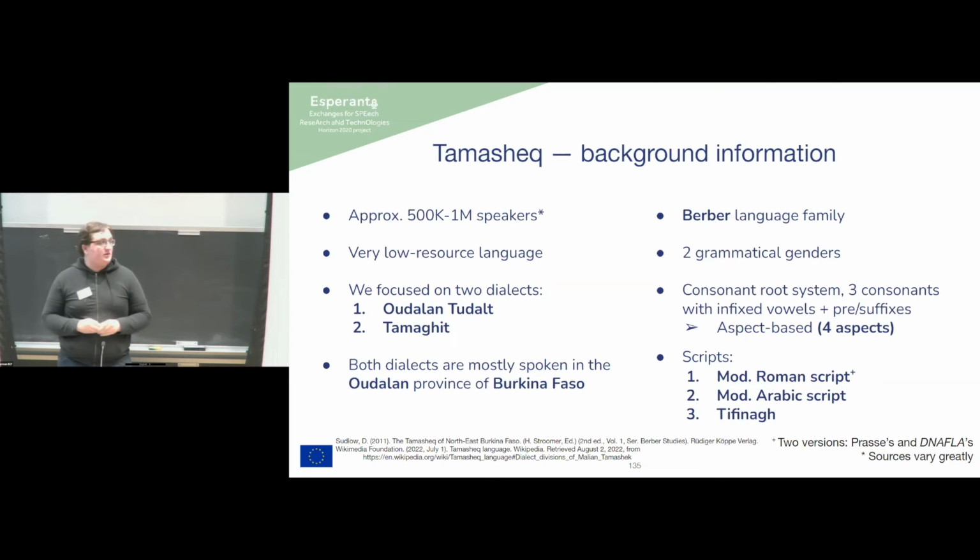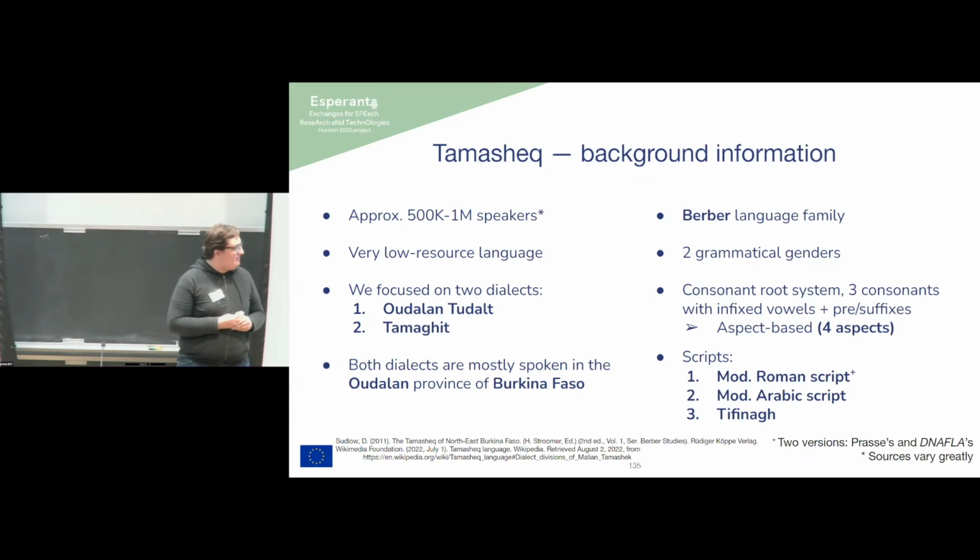And as for the writing system, which was another challenge, there are three main ways to write Tamasheq. The first one is a modified version of the Roman script. There are even two modified versions of the Roman script, one by the resource we mostly use, which is based on Prasse's Lexique, and the other one is the DNAFLA version, which is part of the Mali literacy program. The other one is a modified version of the Arabic script, which I will show on the next slide for comparison. And the last one is Tifinagh, which is a script unique to Tamasheq as well as other Berber languages.